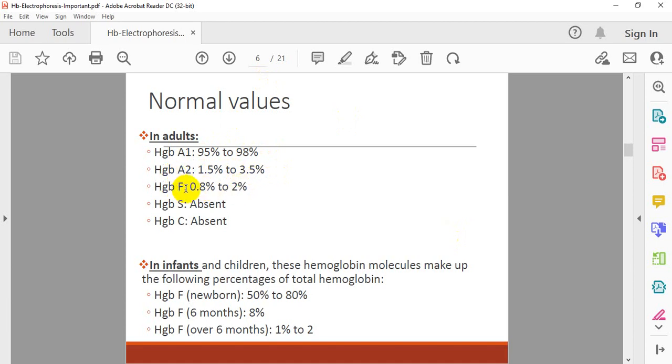a child, you are not a fetus, a baby in the womb. So you shouldn't have baby hemoglobin within you. So your fetal hemoglobin can be 0.8% to 2%, but not more than 2%. If you have more than 2%, it means that you have sickness, maybe cancer, leukemia, and the rest. So you shouldn't have more than 2%. Hemoglobin S is absent. Sickle cell in a normal adult is absent. Hemoglobin C is also absent.